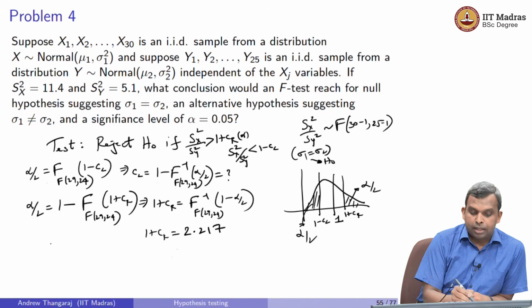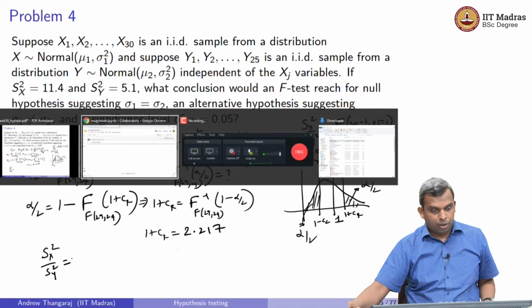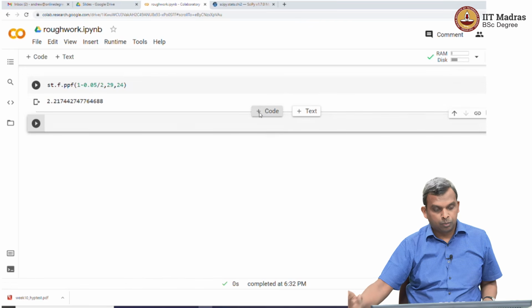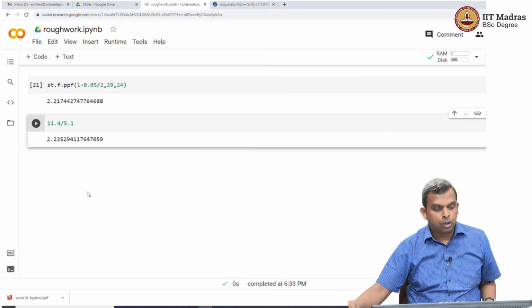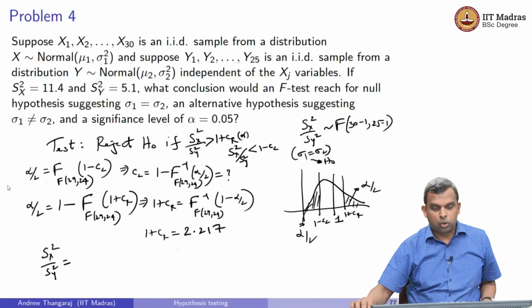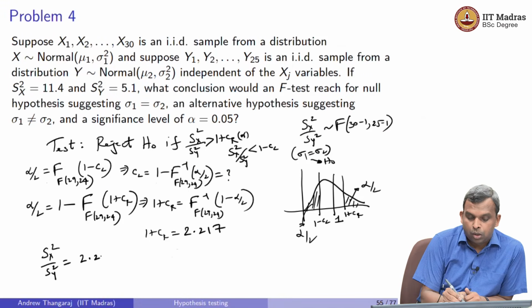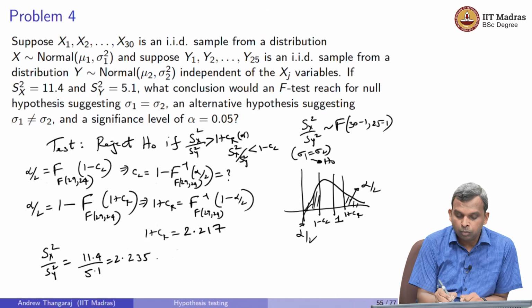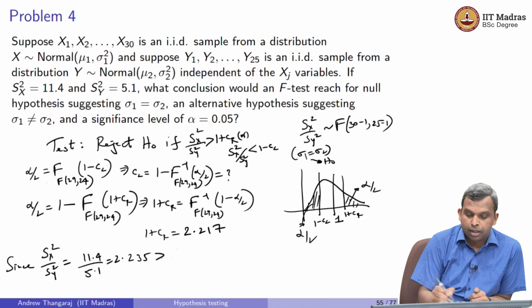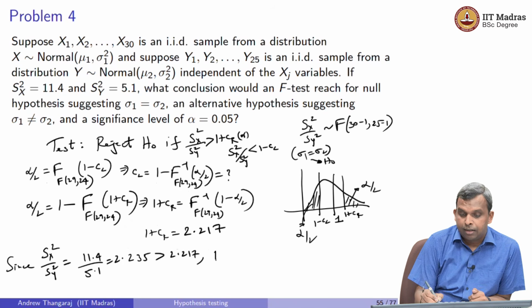Now in this actual case, Sx squared by Sy squared equals 11.4 by 5.1. Let's try that out. 11.4 by 5.1 works out to 2.235. Oh, so close, isn't it? Let me check that again. 2.235. Since this is greater than 2.217, we end up rejecting H naught.